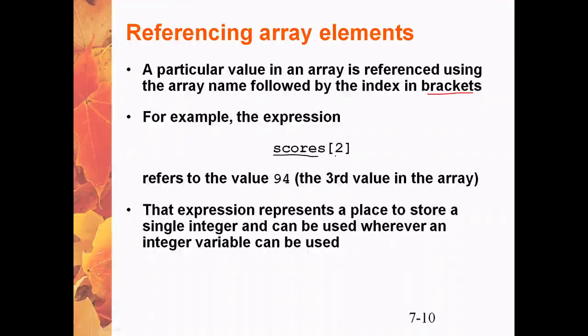scores[2] here represents the third value in the array, and the third value in the array is 94. So by using the index, we can refer to a particular value in the array. That expression represents a place to store a single integer and can be used wherever an integer variable can be used. Now the same syntax can also be used to store some value at that particular location.